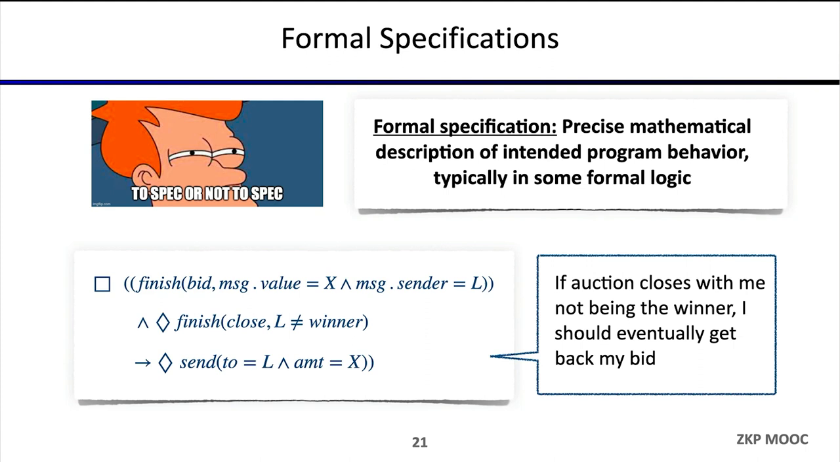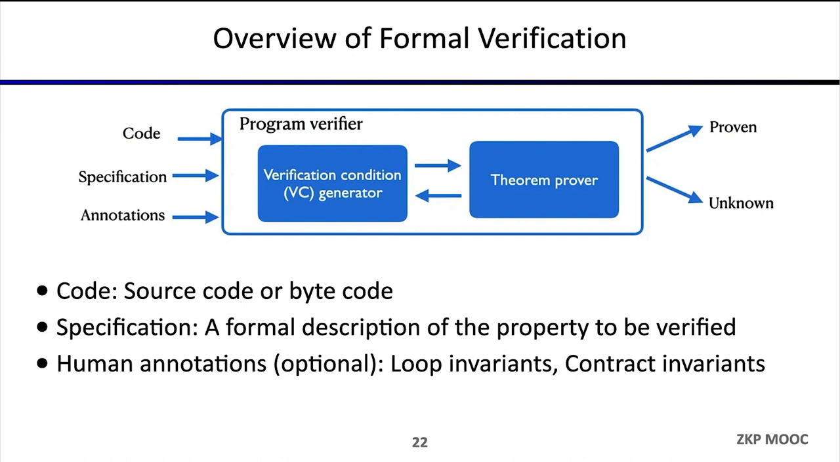So a formal verification tool, which we usually call a program verifier, has a different meaning from the verifier in a ZK protocol. From a high-level perspective, a formal verifier takes the following input: the source or bytecode of the target program, specifications that formally describe the property to be verified, and other optional annotations such as loop invariants, contract invariants, or some actual domain knowledge and lemmas.